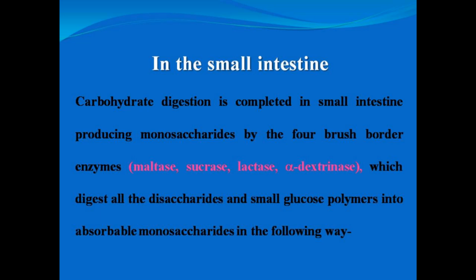After all this, carbohydrate digestion is completed in the small intestine, producing monosaccharides by the 4 brush border enzymes, namely maltase, sucrase, lactase and alpha dextrinase, which digest all the disaccharides and small glucose polymers into absorbable monosaccharides in the following way.